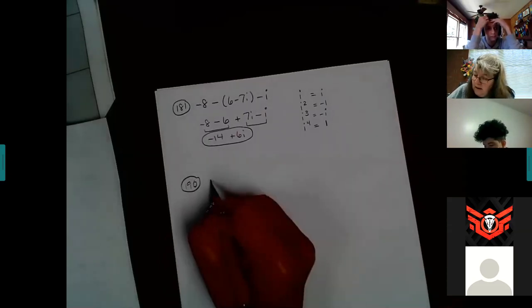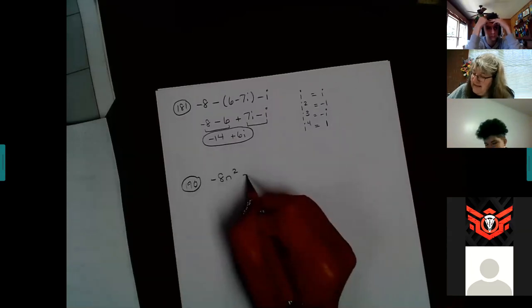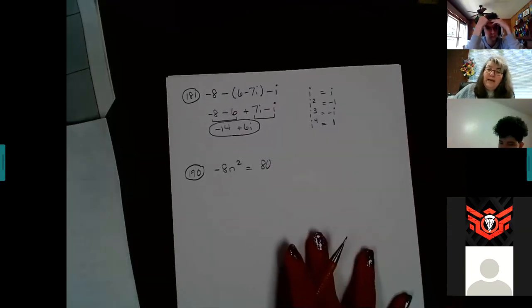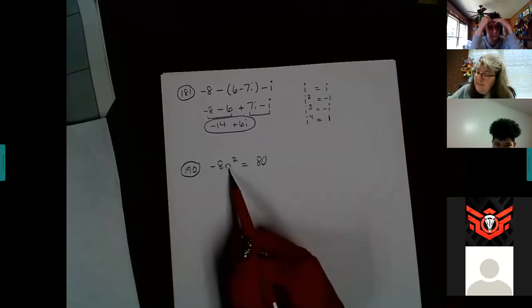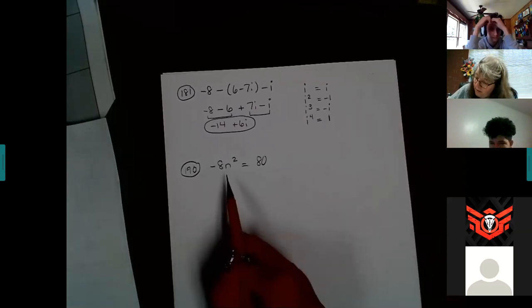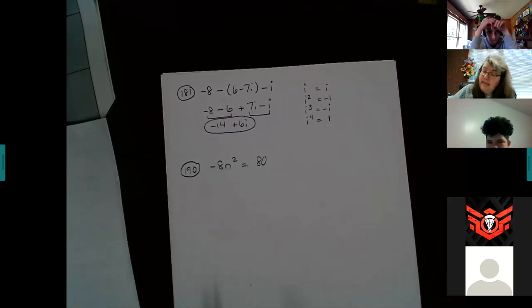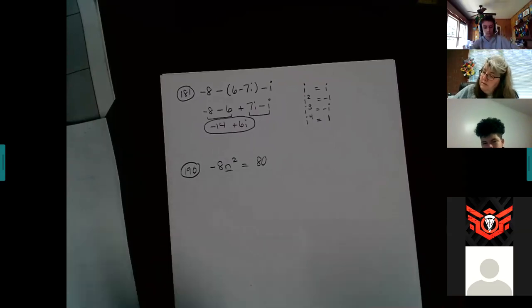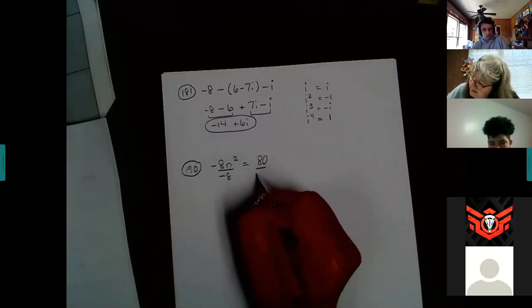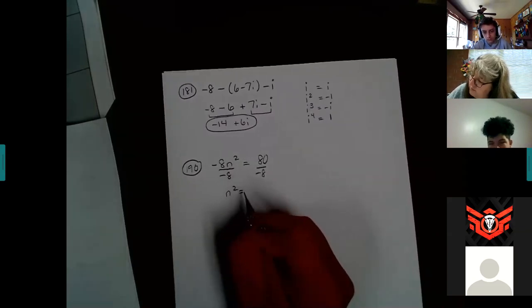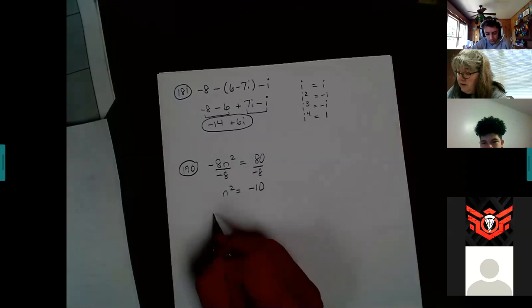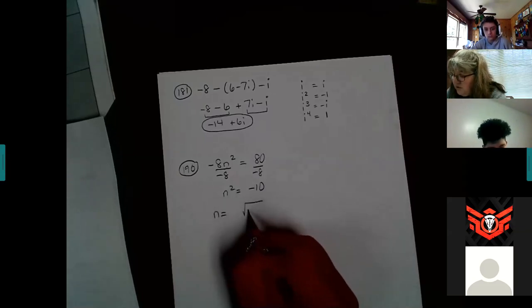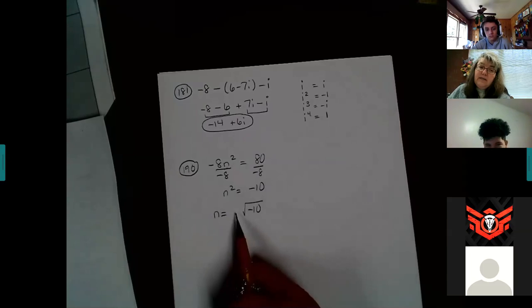When you have a problem that doesn't have a term with a first power, when you've only got a second power, you can get the power by itself and do square roots. What would I have to do to this to get the squared part by itself? Divide by -8. So now I have n squared equals -10. Now what? Take the square root. But what special thing do I have to do right here when I take the square root?